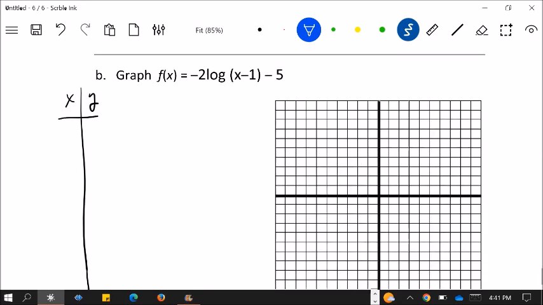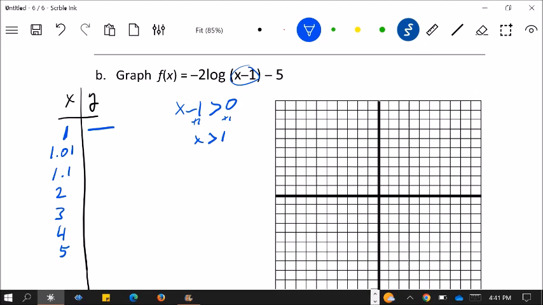Welcome back. I take this part first, x minus 1, and I say that has to be greater than 0. So now add 1, x is greater than 1. 1 is here and we can't use it. But I can do slightly larger than it, 1.01, 1.1. Then I'll do 2, 3, 4, and 5. Don't need that many maybe, but it does help me be more secure.